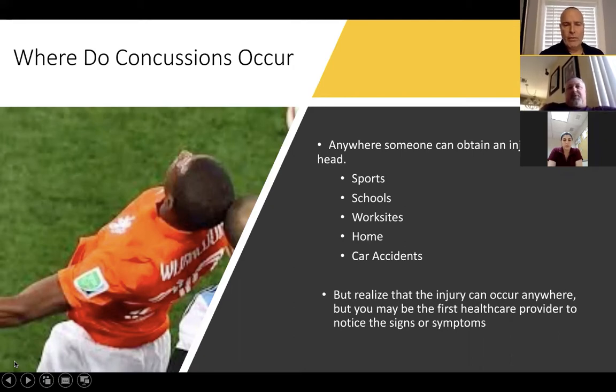Like, for example, if you're working in a school setting, you may not have seen the injury occur, but the next day or two, you might be in a hallway seeing someone acting differently, or a teacher might say that their student is not acting as they normally do. And so sometimes we're the ones that will step in and say, could they have a concussion?